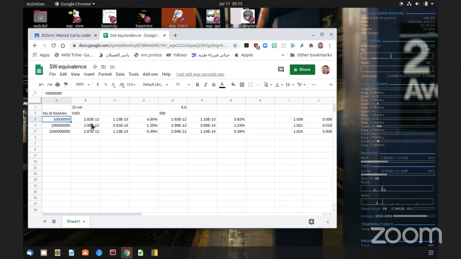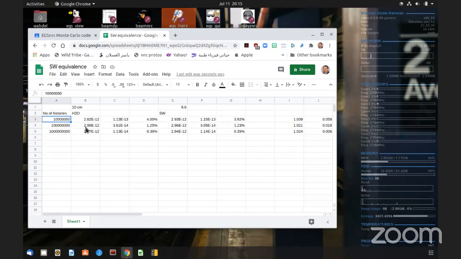So here, this is the dose, 2.82, after 10 million histories, with this uncertainty. So I divided this by that. This is around a 4% uncertainty in the dose value. Now, if I increase that from 10 million to 100 million, okay?